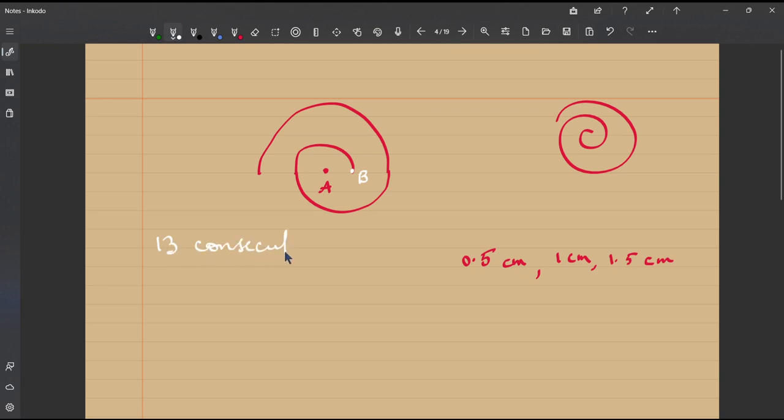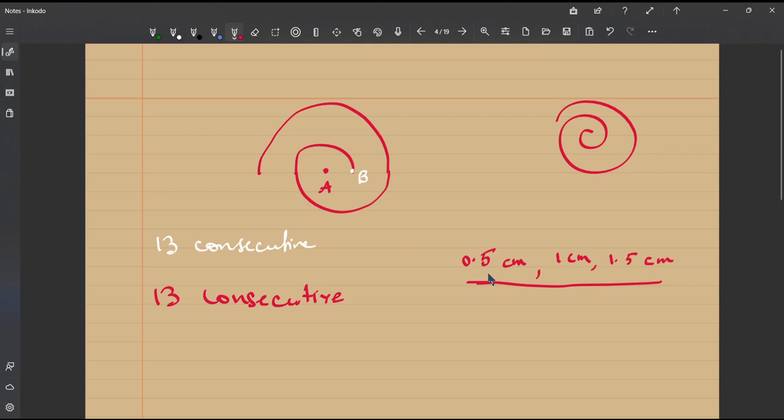13 consecutive, I think is not very visible. So 13 consecutive semicircles. The spiral is made up of 13 semicircles. The question is, find the total length of the spiral. You will have to find the total length, right? The radii is given of each semicircle: 0.5, 1, 1.5 till 13. You will have to find the total length of the spiral.